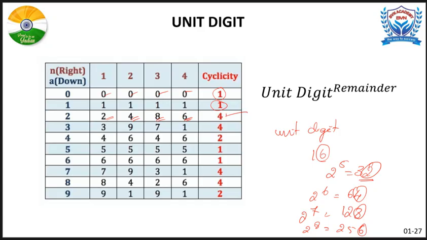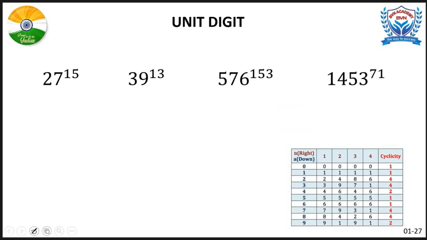Same way, cyclicity for 3 is 4. You can just check it out. For 4 it is 2, for 5 it is 1, for 6 it is 1, for 7 it is 4, for 8 it is 4, for 9 it is 2. If you can remember this cyclicity for these numbers, it is very easy for us to solve problems on unit digit. Now we'll see how to solve the problem. So the cyclicity we have understood. Now let's move on to solving the problem.